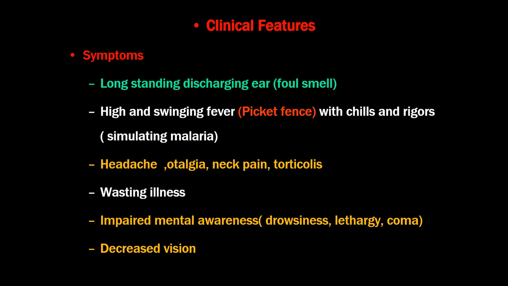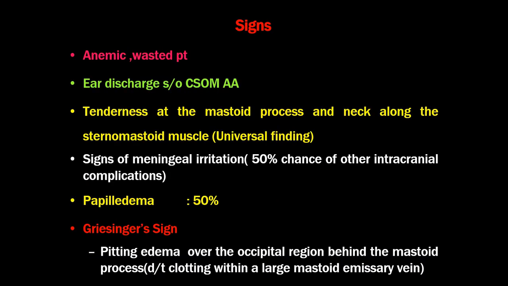Clinical features are a long-standing discharging ear, with discharge suggesting CSOM as the etiological disease. There will be high spiking fever, so-called picket fence fever, with chills and rigors, which simulates malaria. There will be headache, otalgia, neck pain, and torticollis. There will be wasting illness because the patient is anemic and doesn't eat properly. There will be impaired mental awareness, drowsiness, lethargy, and coma, and decreased vision when there is raised ICT.